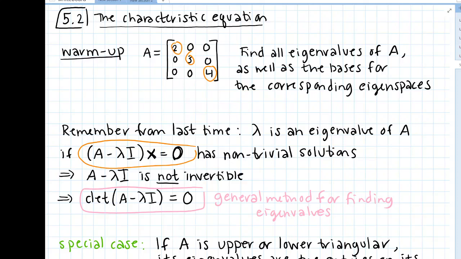So the point of this example was that what we just found with our new tools is consistent with what we already knew. So again, this is a special case of the more general stuff that we've been doing. Okay, so let's look at another example now.